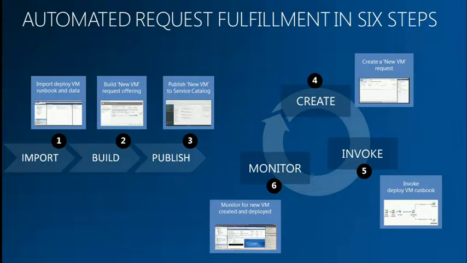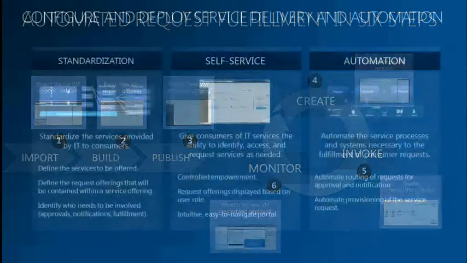So this is called the automated request fulfillment in 6 steps. We're going to talk about how we import virtual machine runbook information and data into Service Manager from Orchestrator and the other components of System Center, how we use that to build our request offerings, how we publish those to a service catalog. Yes, we have a service catalog now, so that customers can create their own requests for service. We then invoke the necessary runbooks to go and build those services, and we monitor for progress throughout its life cycle. Sound okay? Let's get going.